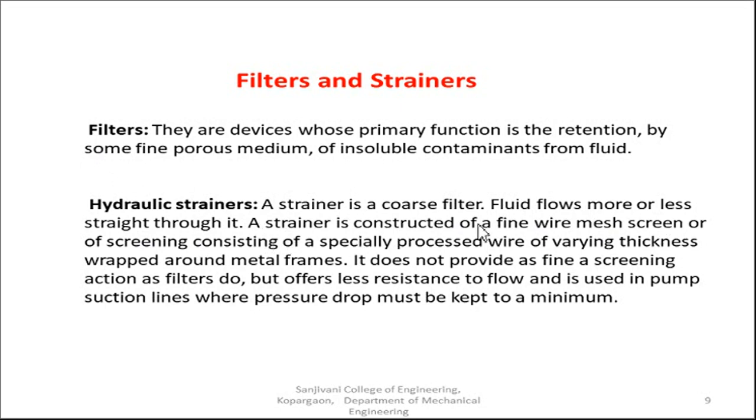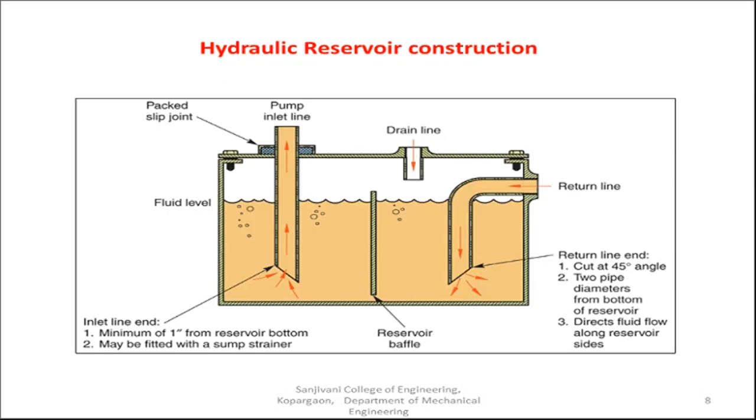A strainer is constructed of a fine wire mesh screen, or the screening consists of specially processed wire of varying thickness wrapped around a metal frame. It does not provide a fine screening action as filters do, but offers less resistance to the flow, and it is used in a pump suction line where the pressure drop must be kept to a minimum. That means if you see this diagram here, at the inlet line you will install a strainer, and somewhere in the hydraulic circuit where you want to remove the impurities, there you install a filter. So there is a difference between a filter and a strainer.